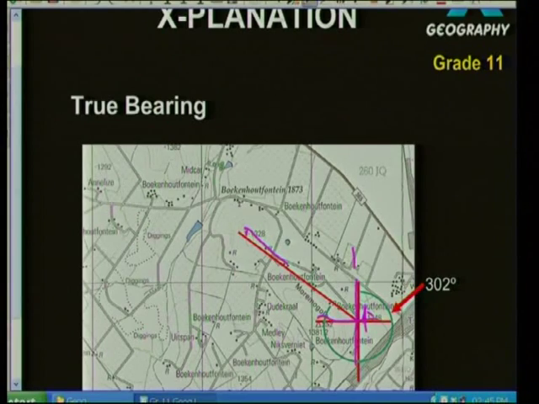Okay? True bearing is actually the measurement from the true north, which is a fixed position, in a clockwise direction, right up to the line. Okay, remember we said at the beginning, it's a measurement from the true north in a clockwise direction right up to the line joining the places.